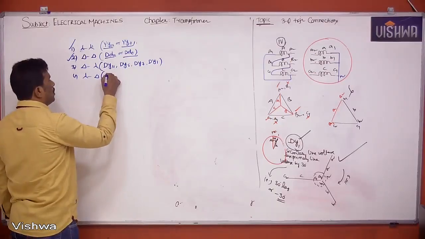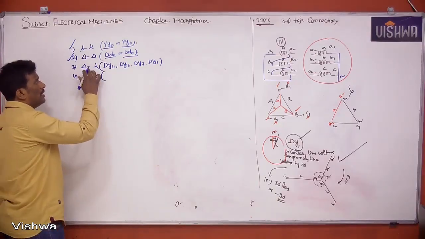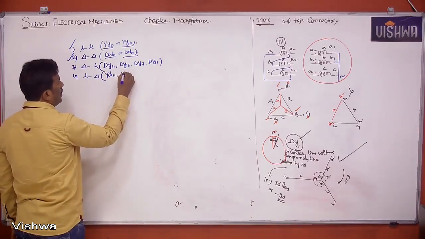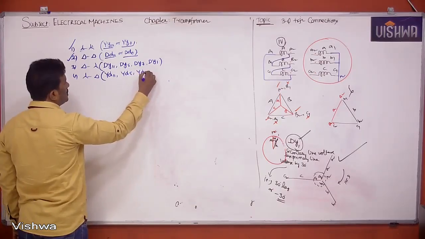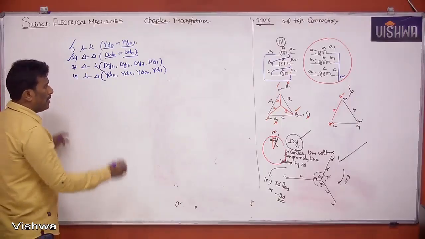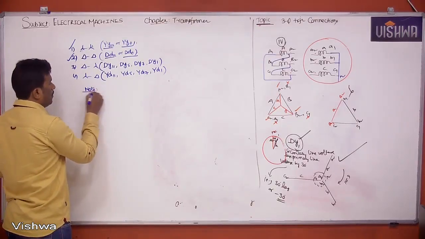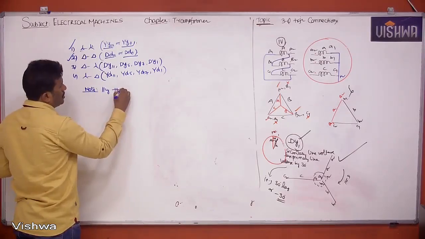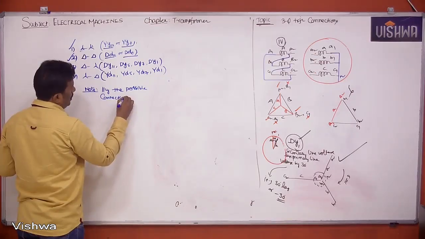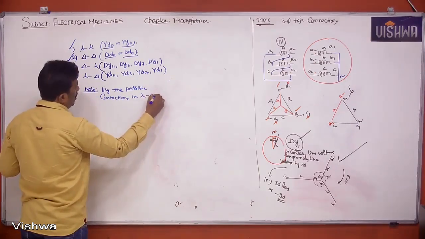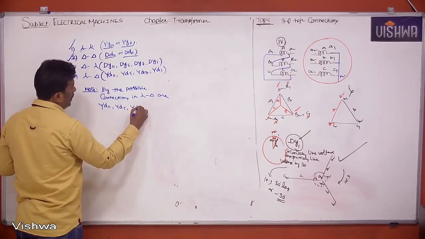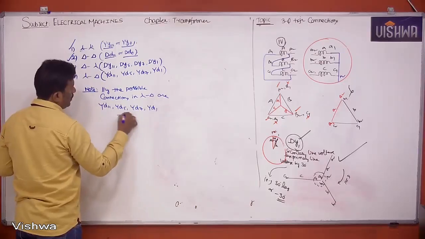Similarly, star delta also, if you try in the similar way what we tried in delta star, you'll get Yd11, Yd5, Yd7 and Yd1 as the possible connections you are going to have. Please write as a note here. Similarly, the possible connections in star delta are Yd11, Yd5, Yd7, Yd1. Okay, please note on this.